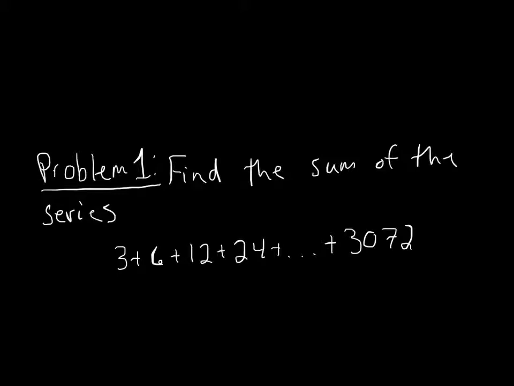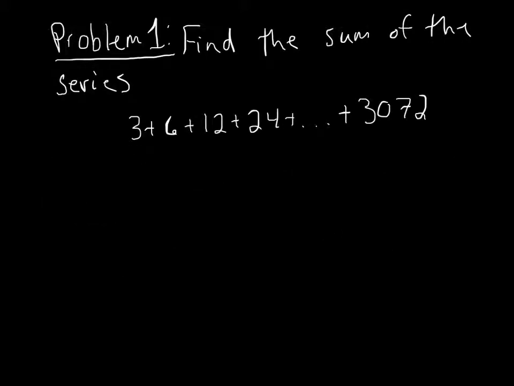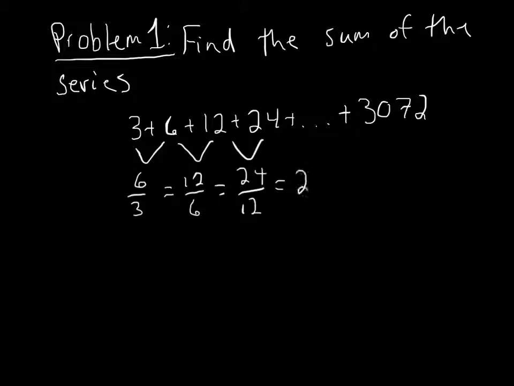We're asked to find the sum of the series 3, 6, 12, 24, and that pattern continues all the way to 3072. So first we need to figure out, is this an arithmetic or a geometric series? If you look at it, notice that we have a common ratio. So 6 over 3 is equal to 12 over 6, which is also equal to 24 over 12. And this pattern continues, and so our common ratio is 2.